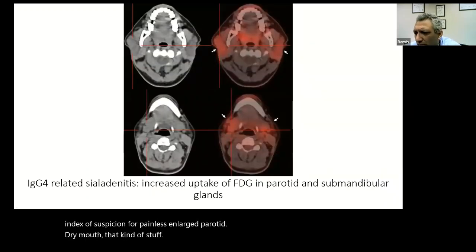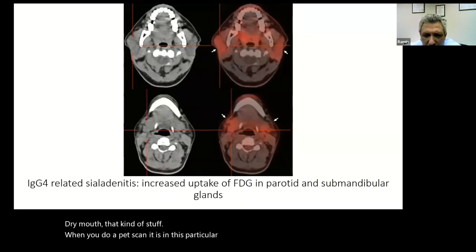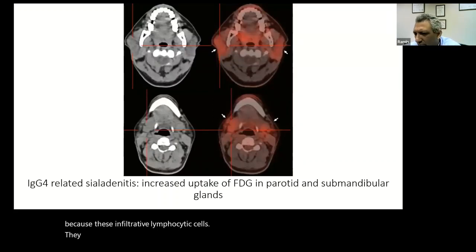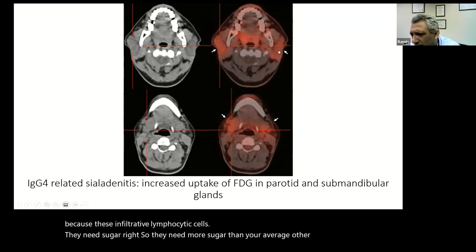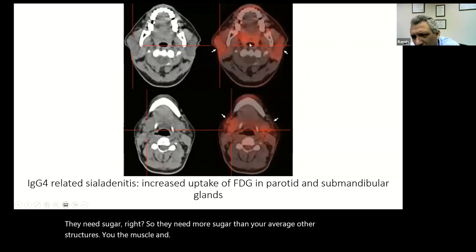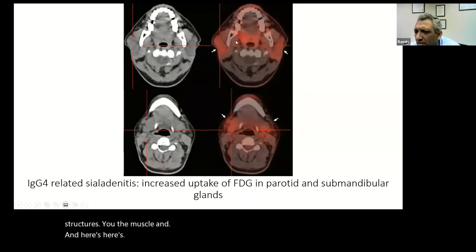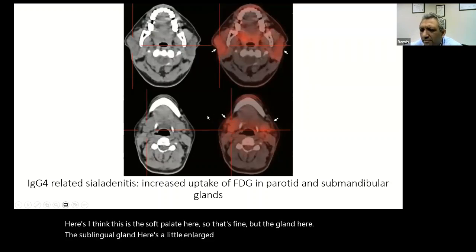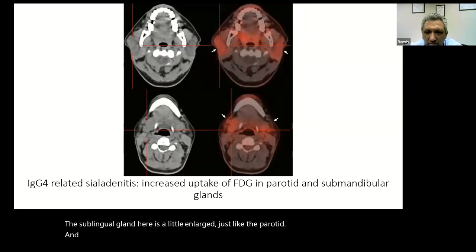And when you do a PET scan, in this particular case, they're mildly hypermetabolic because these infiltrative lymphocytic cells, they need sugar, right? So they need more sugar than your average other structures, you know, the muscle and that. Here's, I think this is the soft palate here, so that's fine. But the sublingual gland here is a little enlarged, just like the parotid. And so there's mild, in this case mild, but it can be more.